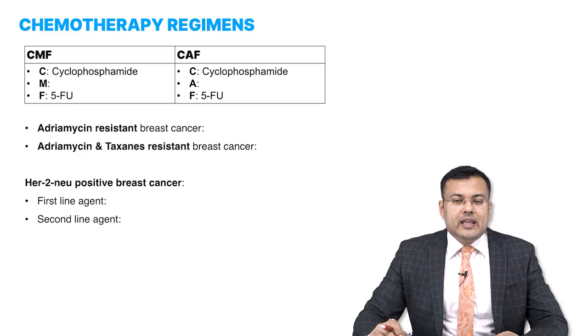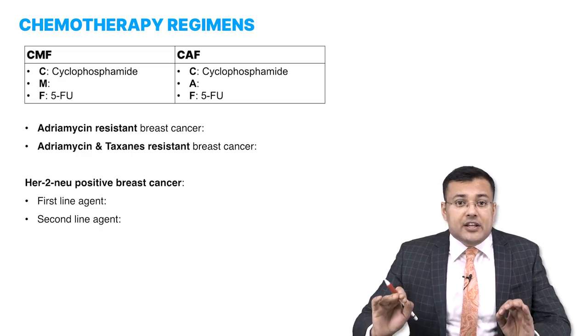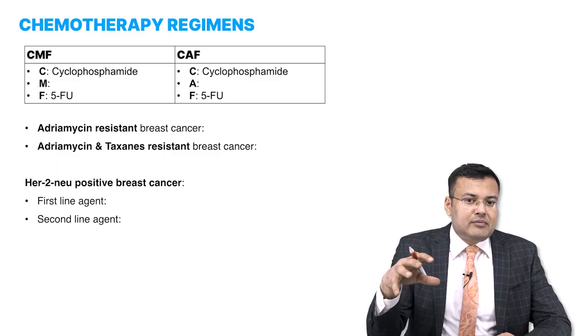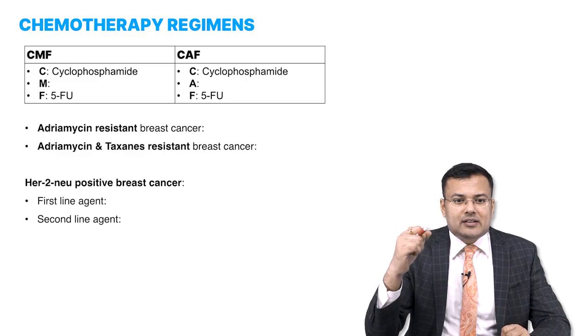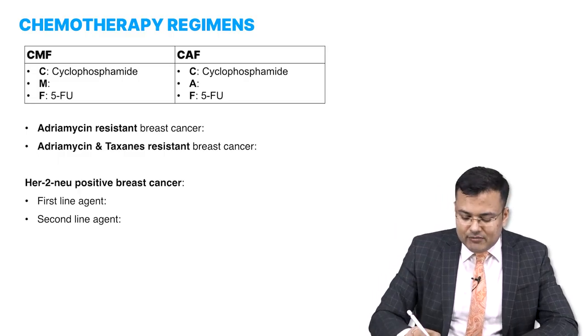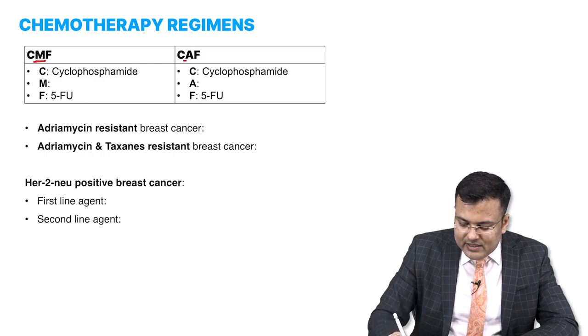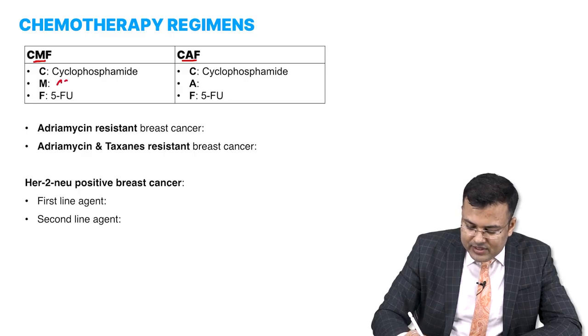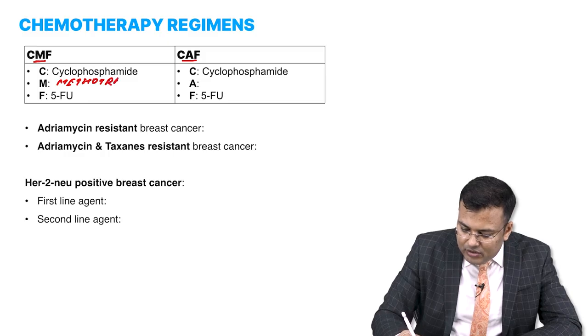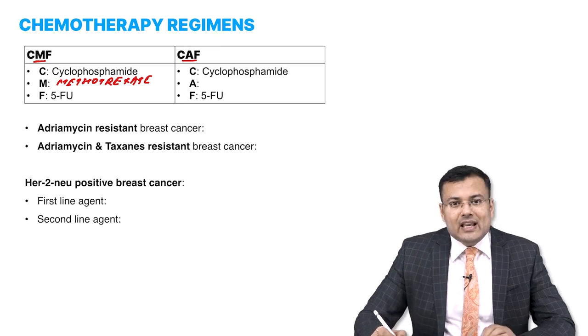Next, chemotherapy regimens. Let me tell you, every year there is at least one question from the chemotherapy regimens. Sometimes in pharma it is asked, sometimes in surgery it is asked. First, see the chemotherapy regimens. One is CMF and the second is CAF. What is CMF? Cyclophosphamide, M means methotrexate, and 5-fluorouracil.